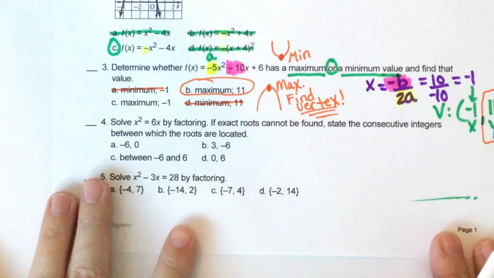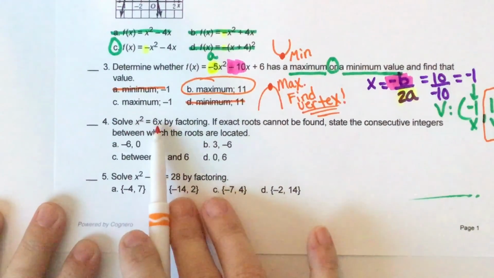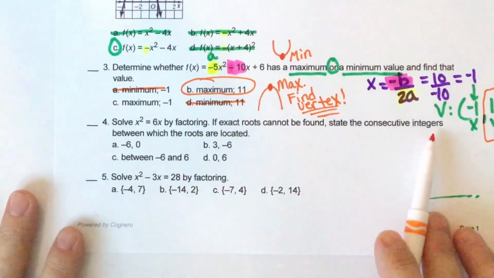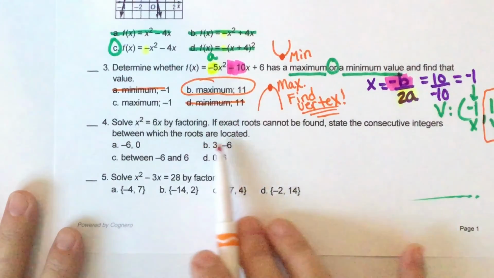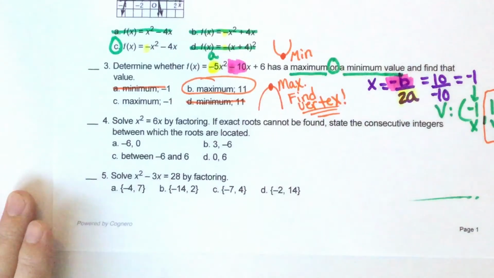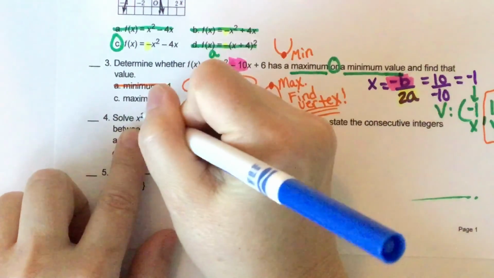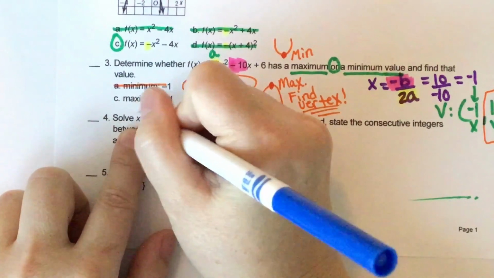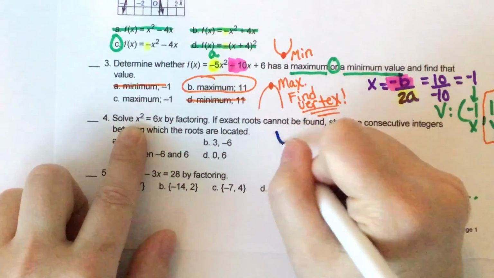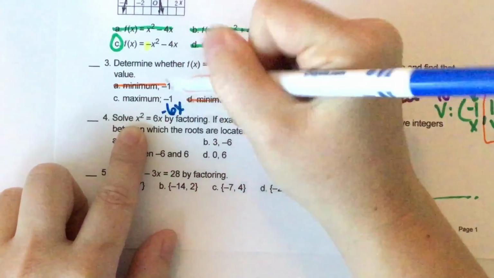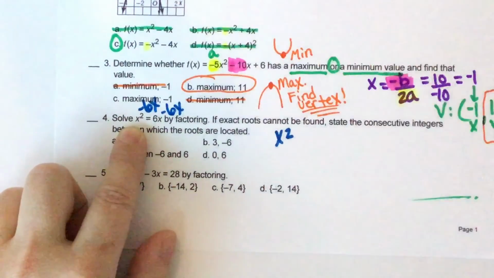All right, number 4. We're going to solve this by factoring, and if exact roots can't be found, we'll state the consecutive integers between which the roots are located. When I solve by factoring, it needs to say equals 0. And when I factor, I like my x squared to be positive. So I'm going to leave that x squared alone and move the 6x by subtracting it. Of course, if you do it to one side, you have to do it to the other.